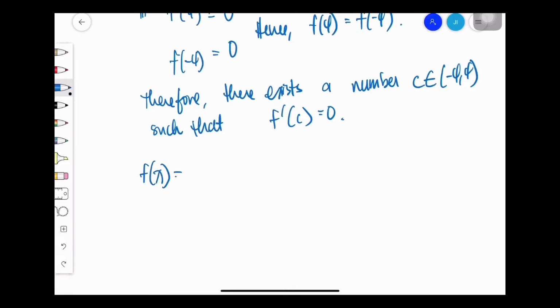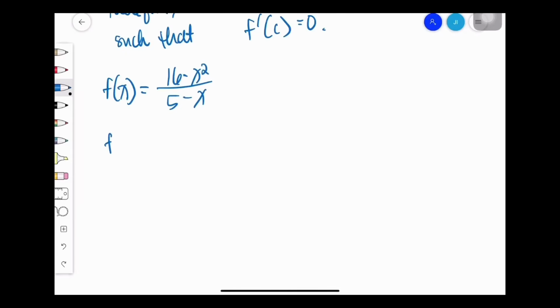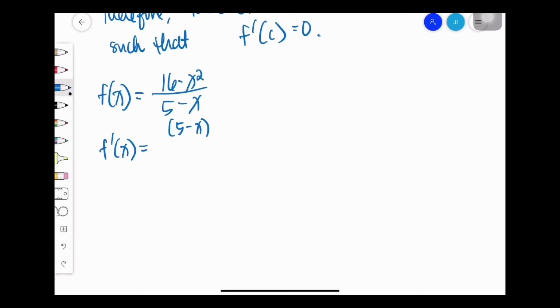Since f of x is given by 16 minus x squared over 5 minus x, its derivative, f prime of x equals the derivative of this quotient, we use the quotient rule. For this derivative, the low is 5 minus x. So then differentiate the high, or the numerator. Its derivative is -2x. Low d high minus high d low: 16 minus x squared times the derivative of low, which is -1, all over the square of the denominator, 5 minus x quantity squared.